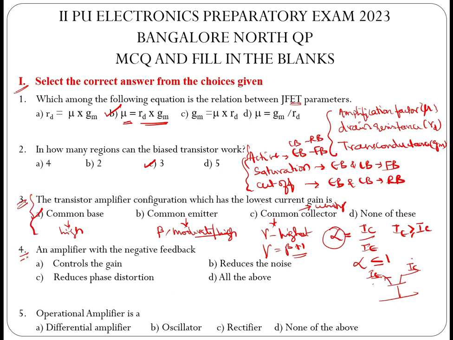Then the fourth question is an amplifier with negative feedback. We use negative feedback for some advantages, that is to control the gain, to reduce the phase distortion, to reduce the noise, all these things. Everything is correct here. So an amplifier with negative feedback is used to reduce all these above. Operational amplifier can be constructed as an oscillator, that is a different thing. But it is mainly a differential amplifier. Option A is the correct option.